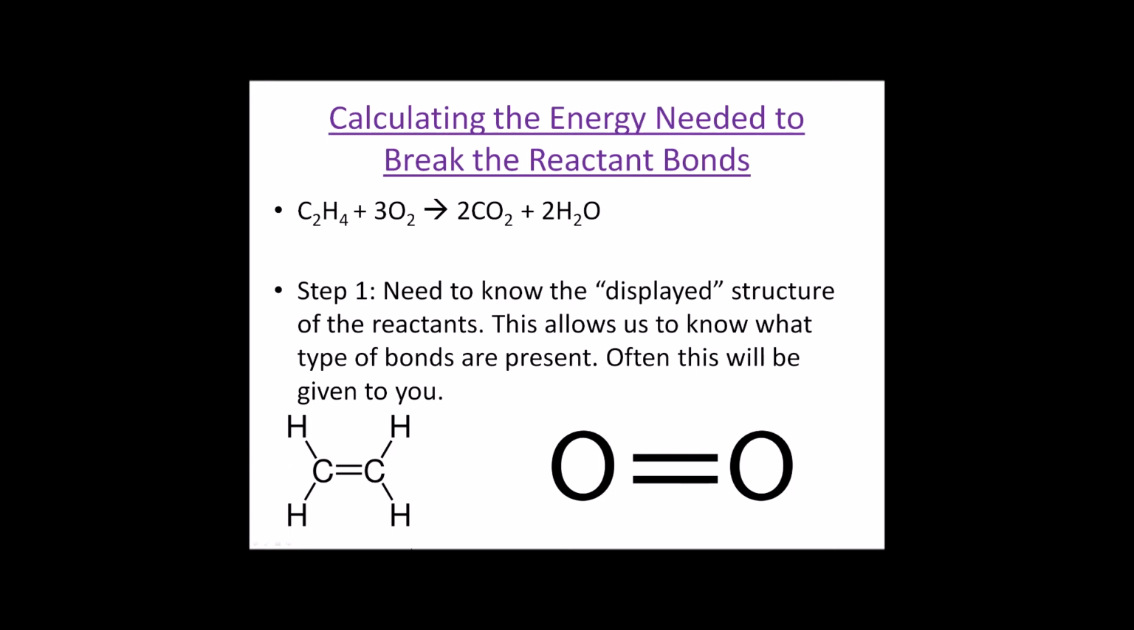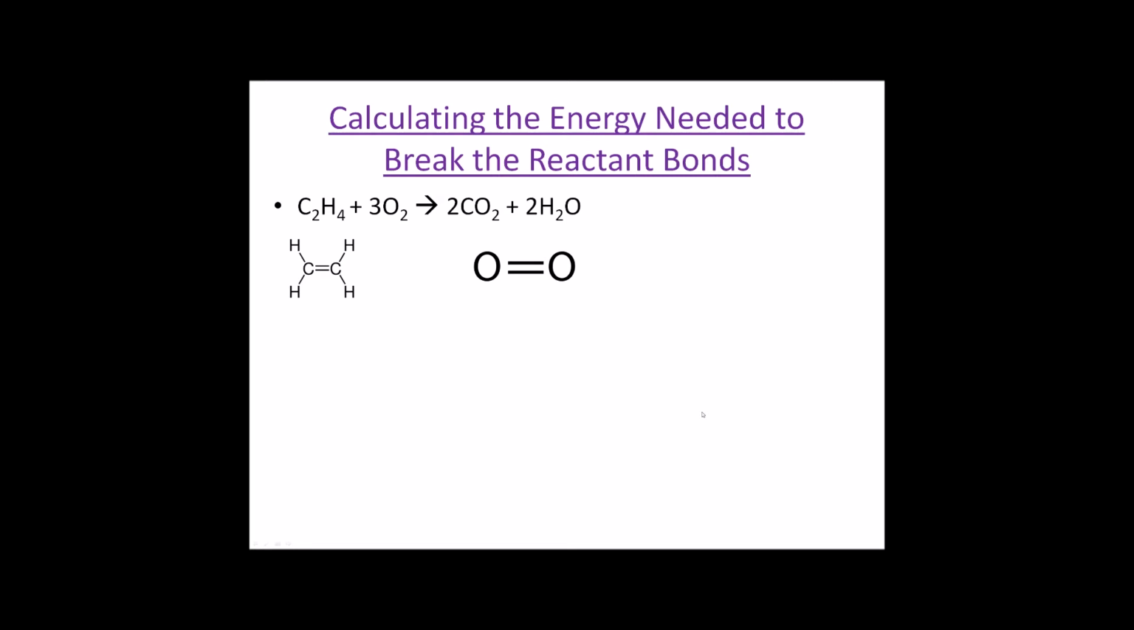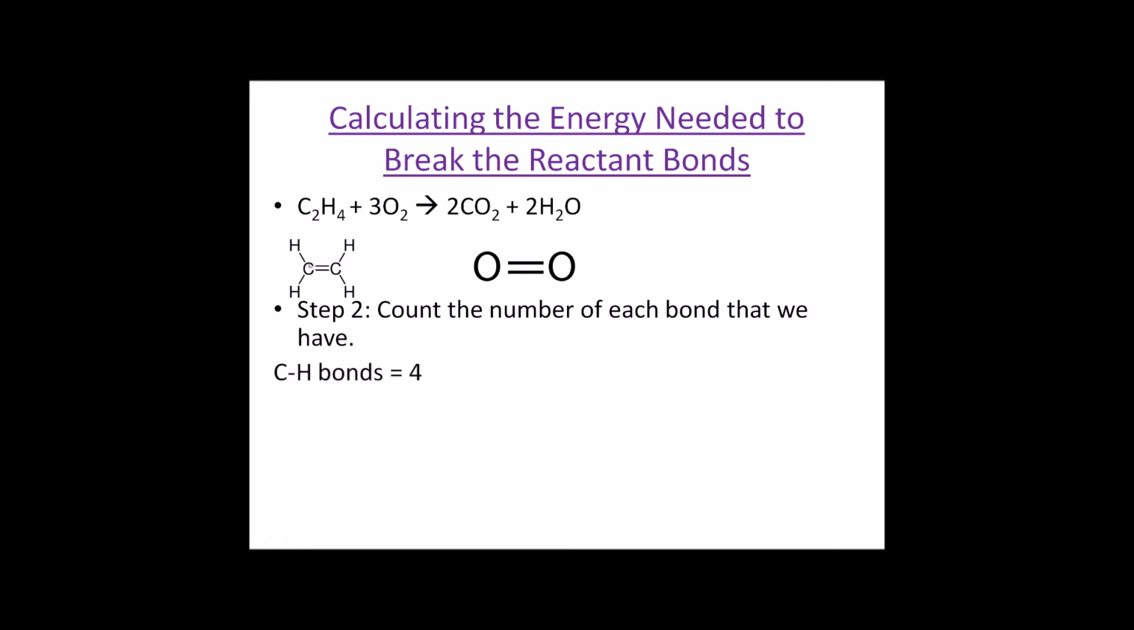So we've got our 2 carbons, our 4 hydrogens, and we can see the carbon has got a double bond to the next carbon, and each carbon is also bonded to 2 hydrogens. Oxygen, very nice and simple. We've got our 2 oxygen atoms with a double bond in between them. So that's the first step. The next step, we need to count the number of each bond we have. So we'll start off with carbon hydrogen. We've got 4: 1, 2, 3, 4 carbon hydrogen bonds.